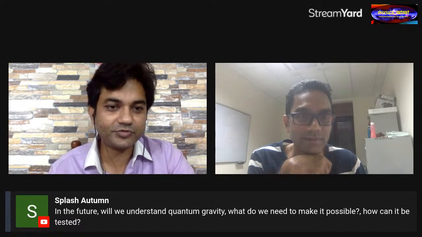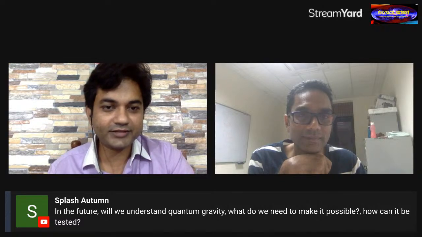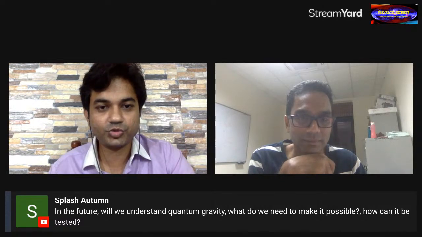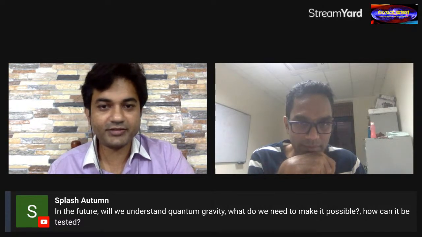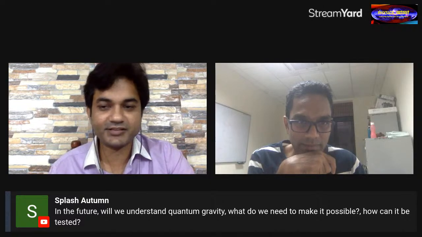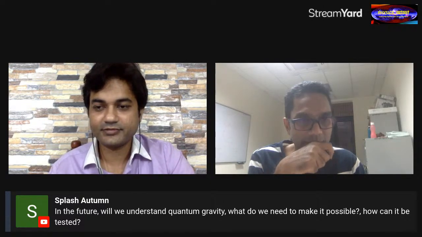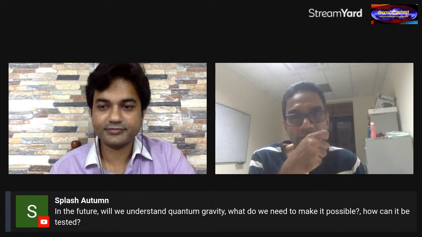With big scale experiments, I don't see how you can get data about how gravity works at the quantum mechanical level. Okay, sir. Thank you. We have another question. This may be the last question. In the future, will we understand quantum gravity? What do we need to make it possible, and how can it be tested?